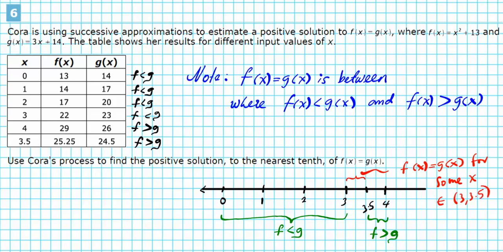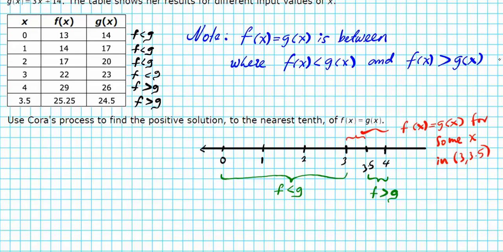So we're going to use the method of successive approximation to determine what that x value is using the functions and the table. It's not going to be precise because we're rounding to the nearest tenth. If we wanted to do it exactly, we would need to actually solve an equation. Okay, so let's go ahead and do it.